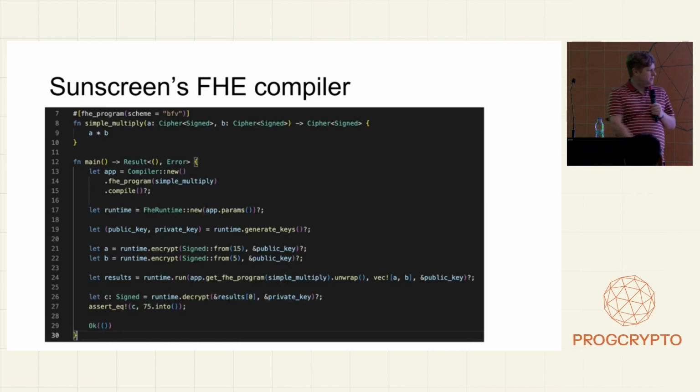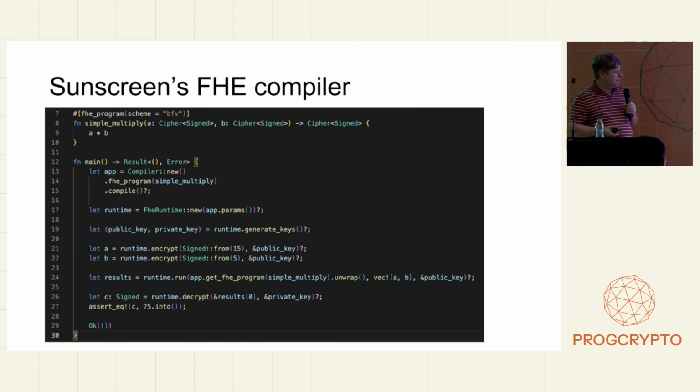And this is what an FHE program looks like in Sunscreen. I don't know how many lines this would be in SEAL, but it would be a lot. So what we have here is our hello world. We want to multiply two values together, A and B. So I denote that A and B are encrypted integers. And I can compile this by invoking our compiler, which produces an app. An app is a bundle of circuits, so you can actually have multiple FHE programs.